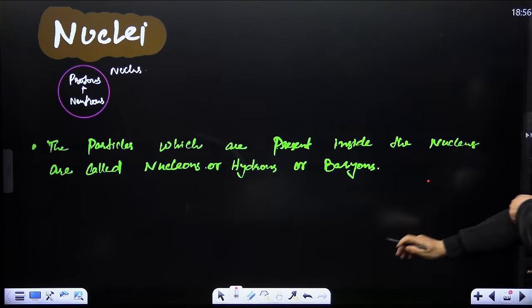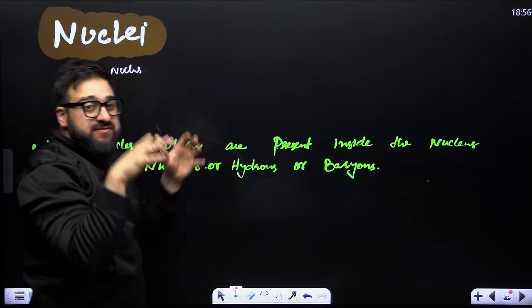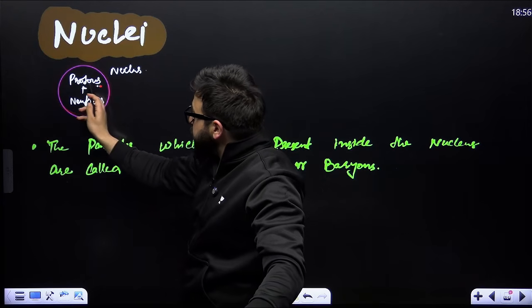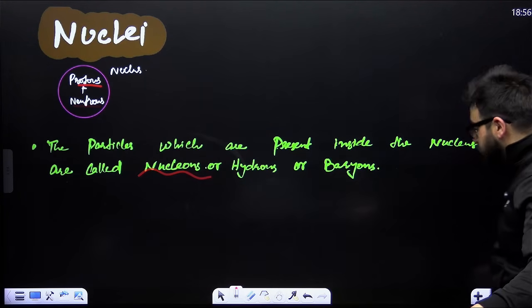Then, my dear NEET aspirants, we have nuclei. When it comes to the chapter nuclei, the nucleus is at the center of the atom. Inside the nucleus, you have protons plus neutrons. These are what we call the nucleons. The particles which lie inside the nucleus are called nucleons.